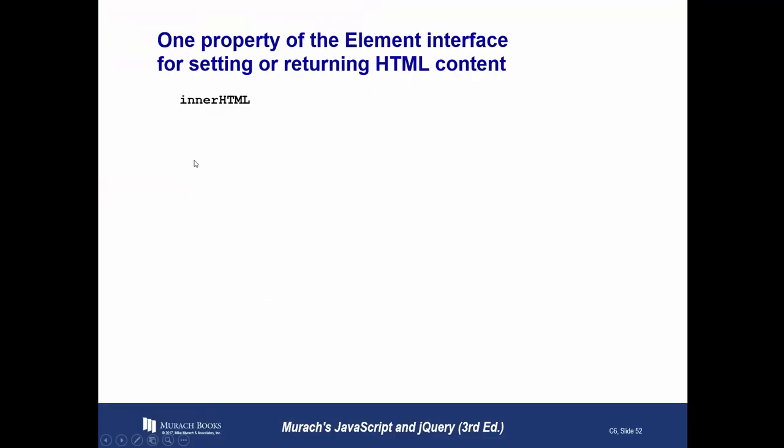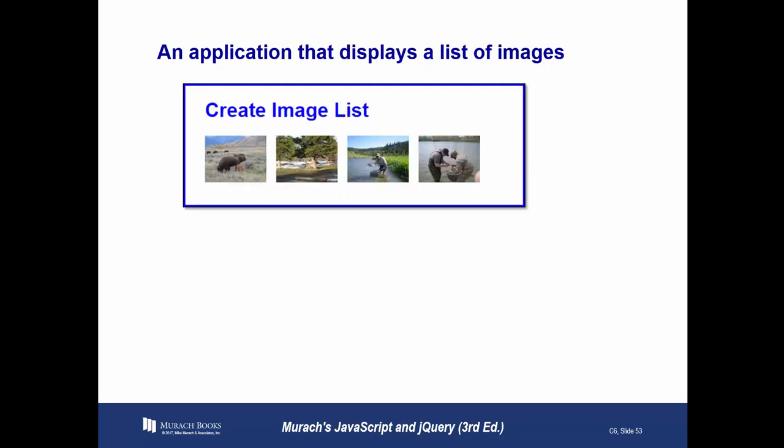One property of the element interface that you can use to either set or return HTML content is inner HTML. If that confuses you, look at it this way. What they're saying is we can use the inner HTML property to write stuff out to a web page. Since it's inner HTML, it can write either just regular text or actual HTML content with HTML tags. So the next example displays a list of images. It lets you return or set the contents of an HTML element.